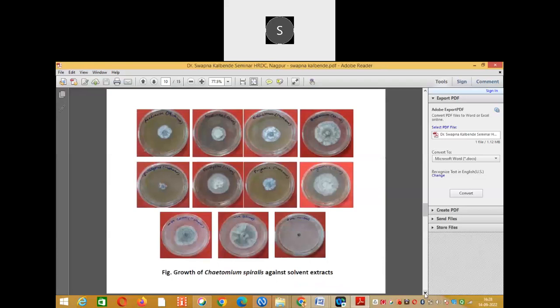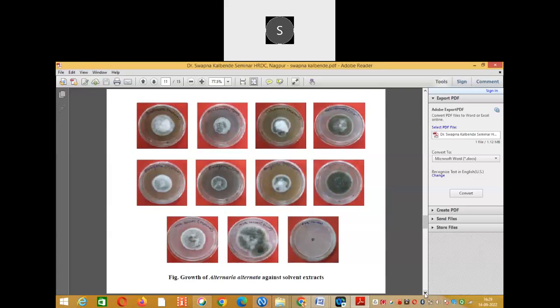Then these are some photographs showing the growth of Chytomium spiralis against both the solvent extracts, that is the methanol and the chloroform extract. Here you can see in the last petri plate, I have used clotrimazole as a positive control, so there is no growth of the fungus. In the previous 2 petri plates, plain methanol and chloroform solvent were used as negative controls, which show maximum growth compared to the plant extracts I used during this work. Next one.